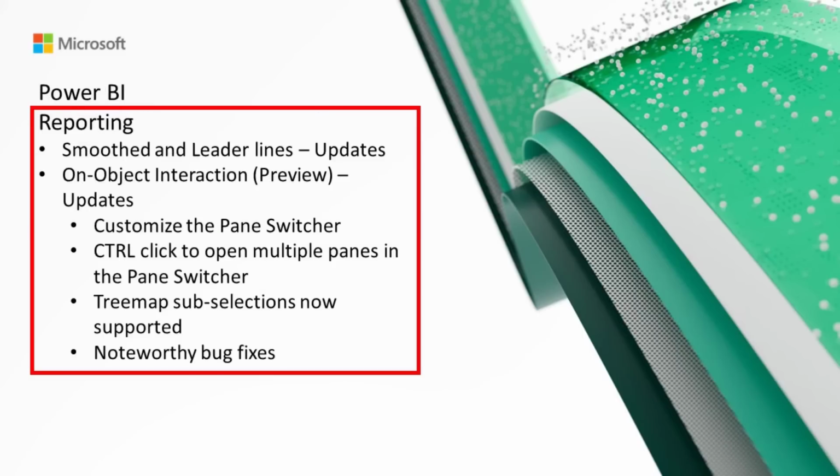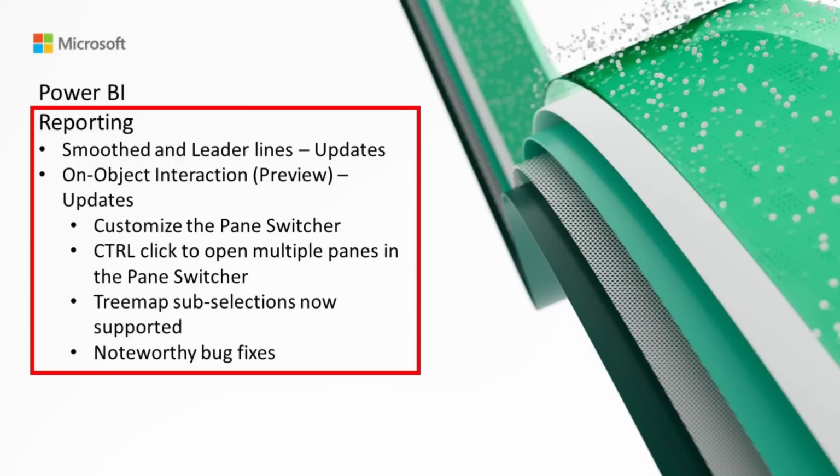Moving on to Power BI, we're going to be starting with reporting. Smoothed and leader line updates. We are excited to announce the launch of one of our most highly acclaimed features. Report creators can now create smoother line and area charts, providing a more polished look to their visualizations. To access this setting, go to Lines, Shape, Line Type.